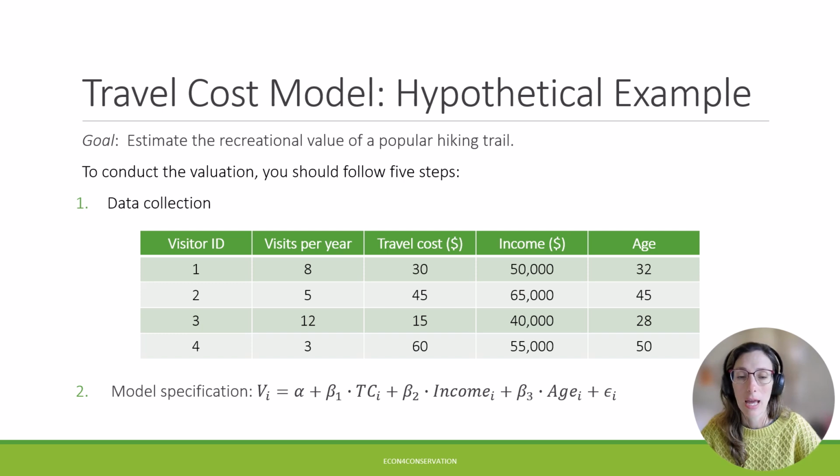The second step is model specification. The economist specifies the demand function at the individual level, such as the one that I'm showing here, where V is the number of visitors per year, TC is the total travel cost for the individual, including both monetary and time costs. Then we have income and age. And again, we want to estimate alpha and beta, and we have the error term.